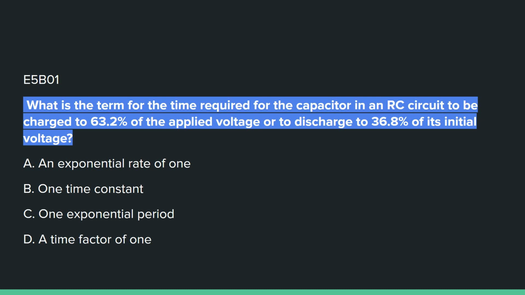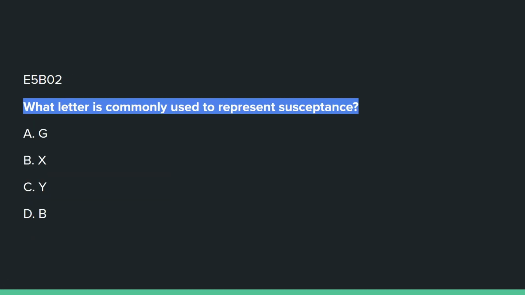charged to 63.2% of the applied voltage or to discharge to 36.8% of its initial voltage? That's B, one time constant. E5B02, what letter is commonly used to represent susceptance? D, the answer B.